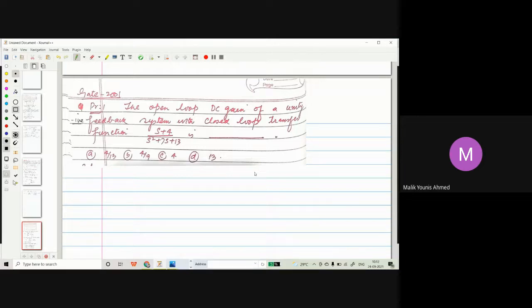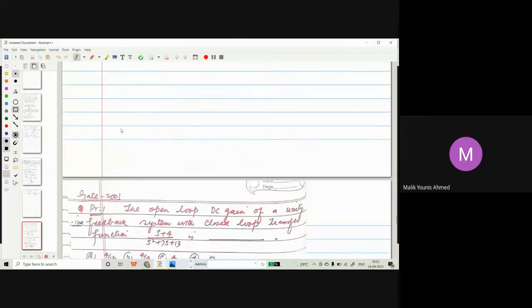The open loop DC gain of a unity negative feedback system with a closed loop transfer function. See, open loop DC gain you have to find. See how the language is written. Open loop DC gain of unity negative feedback system with a closed loop transfer function is given to you, but you need to find the open loop.